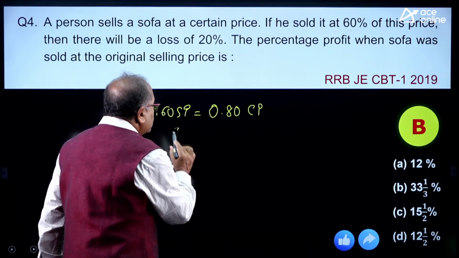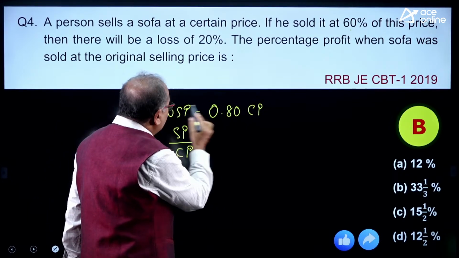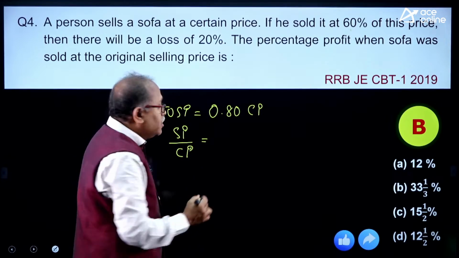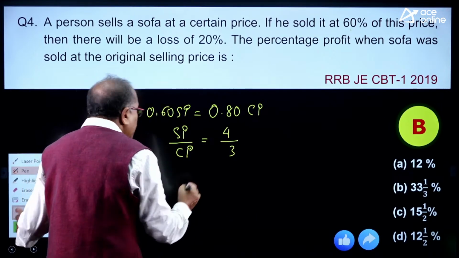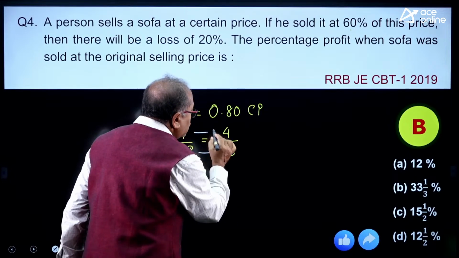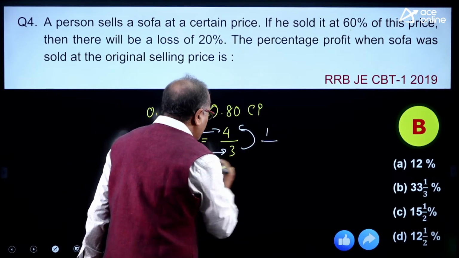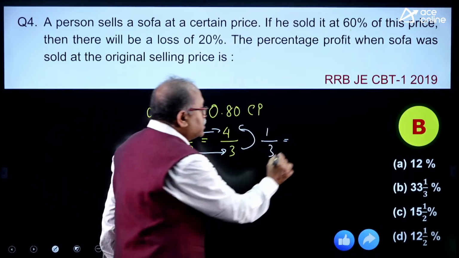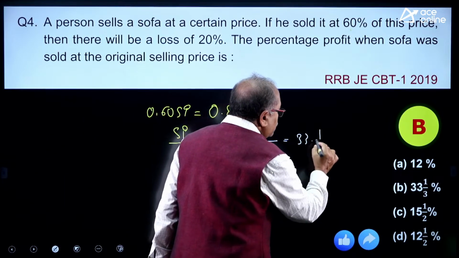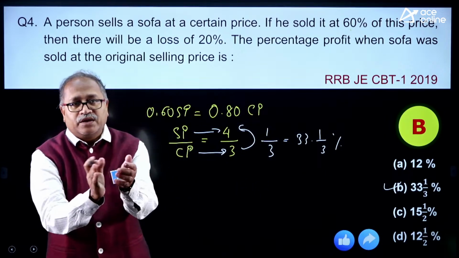So, what is your SP by CP? SP by CP is equal to 80 by 60, which is nothing but 4 by 3. What does it mean? When cost price is 3, selling price is 4. So, there is a profit of 1 over the cost price 3, and 1 by 3, as all of us know, is 33.33 or 33 1 by 3%. Option B. Well done.